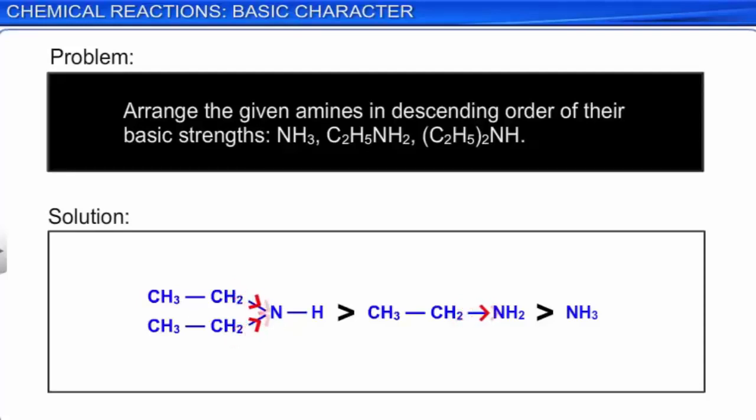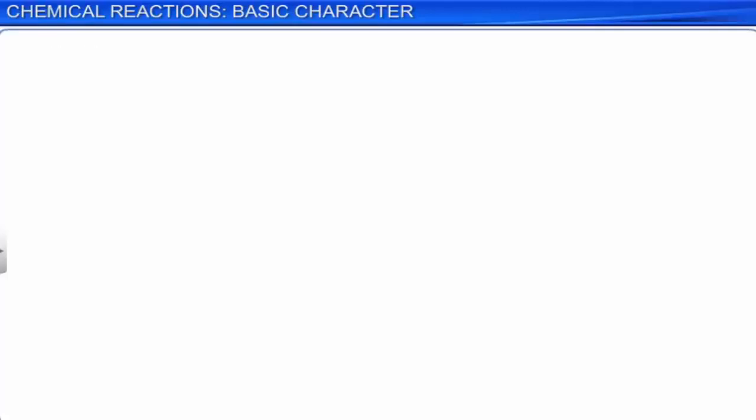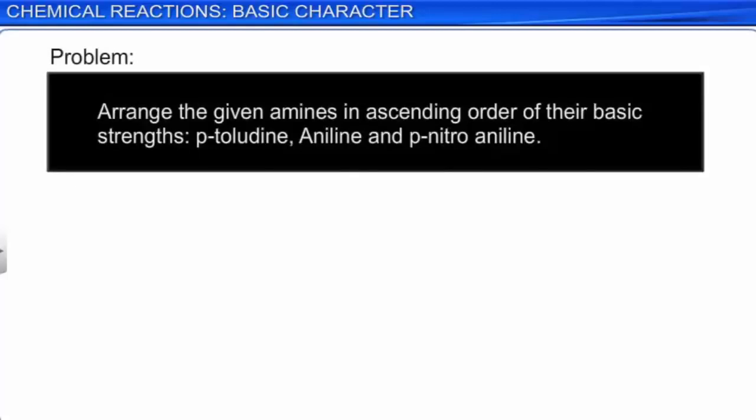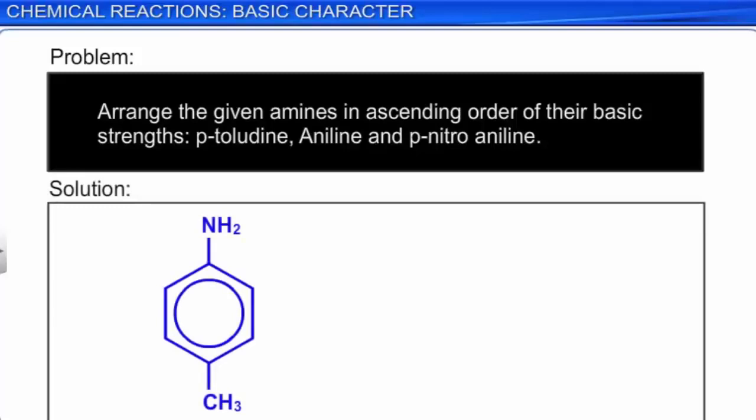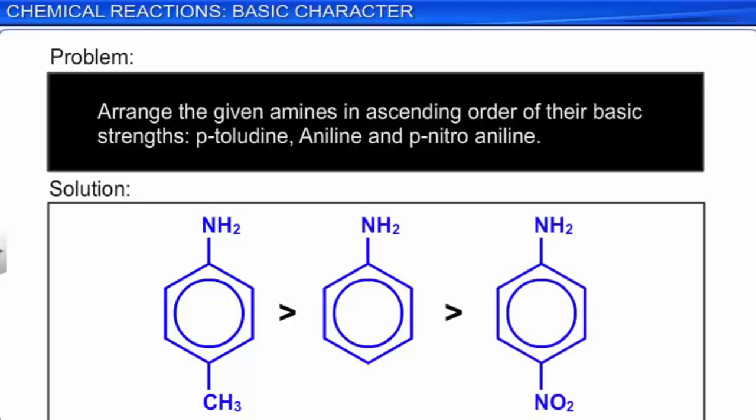Here's another problem. Arrange the given amines in ascending order of their basic strengths. Try to work out the answer yourself before checking the solution. The ascending order of the basic strengths of these amines and ammonia is p-nitroaniline, then aniline, then para-toluidine. Here, NO2 has a minus I effect and is thus less basic than aniline, while the methyl group has a plus I effect and is therefore more basic than aniline.